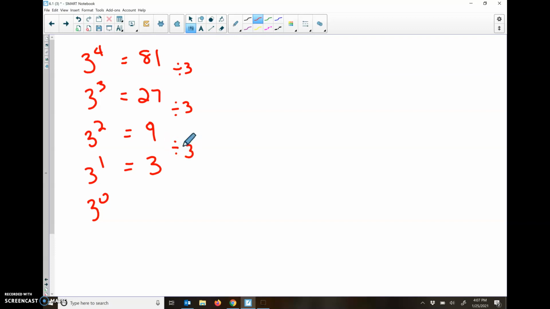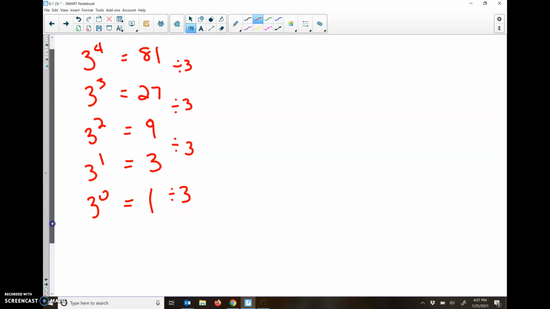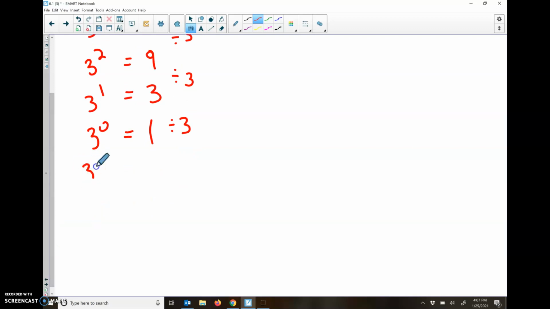And to continue that pattern, it only makes sense. Let's keep dividing by 3. 3 divided by 3 is 1. This works with any number, not just 3 and 4 like I'm doing for my example. This works for any number. And then if that trend continues with negatives, -1, -2, -3, -4.